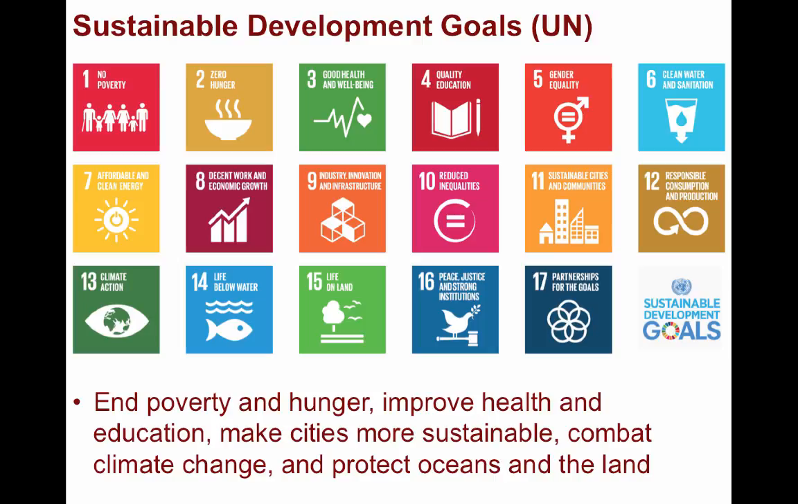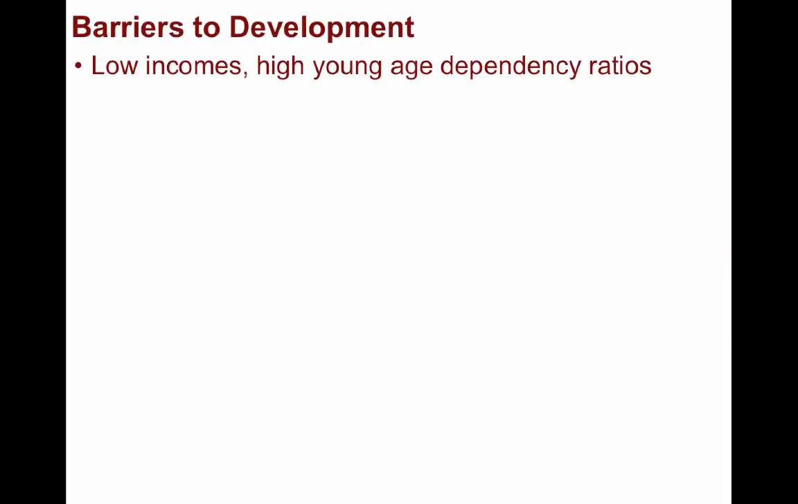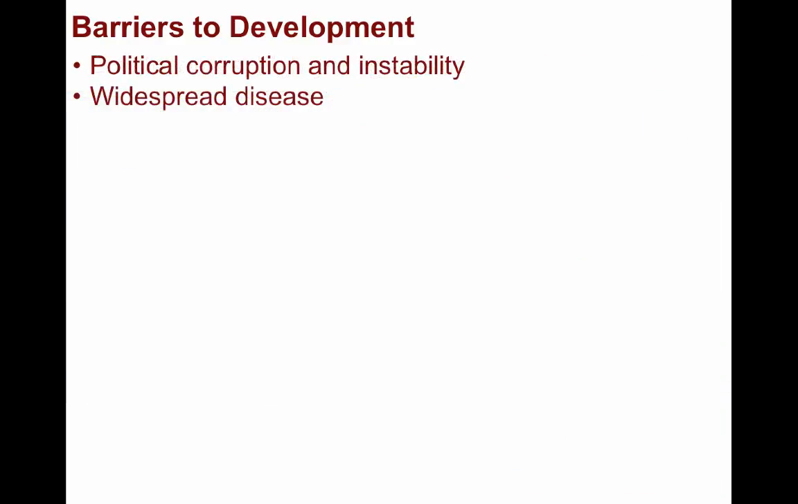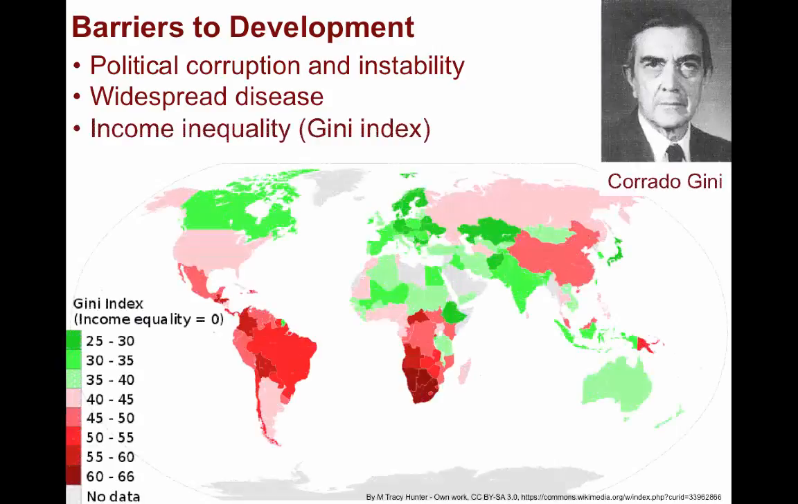Conditions in the peripheral states create barriers for people and nations to pull themselves out of poverty and progress into more developed countries. A common adage states that it takes money to make money. However, with low incomes and high young age dependency ratios, poor nations are at a major disadvantage. Other barriers to development in the periphery include unfettered political corruption and instability, widespread disease connected to poor sanitary conditions, as well as high degrees of income inequality.